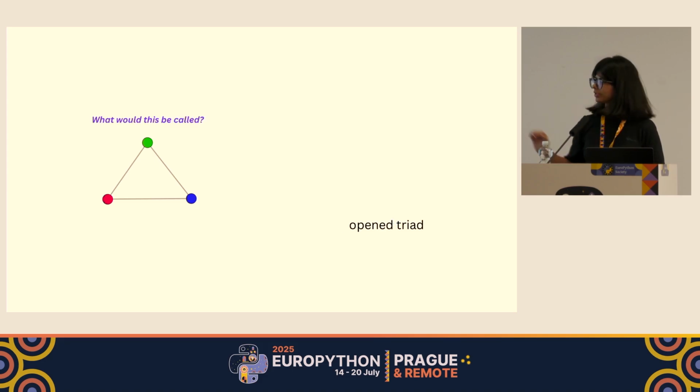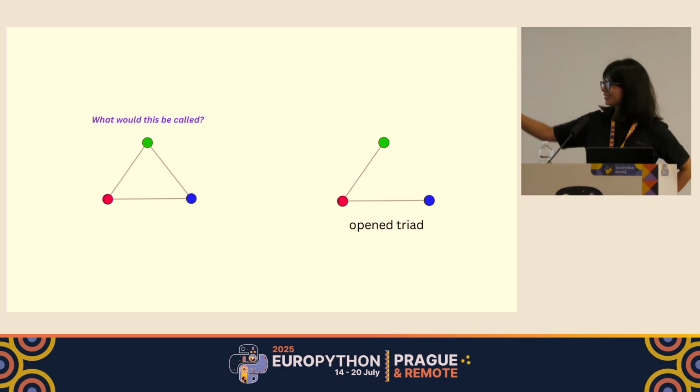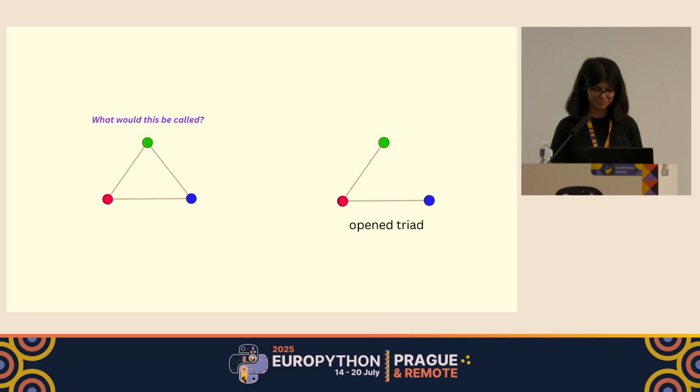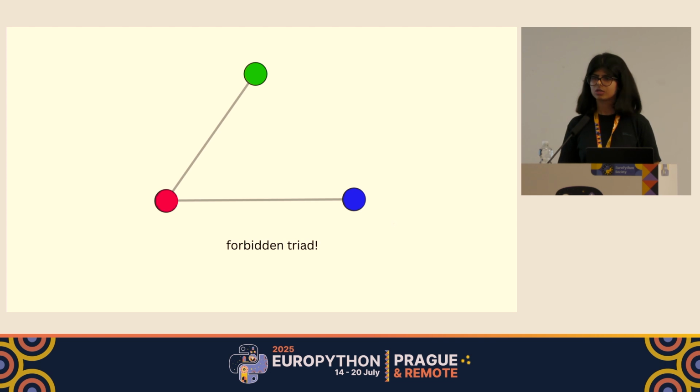But what do you think that kind of structure would be called? Oops. There was supposed to be an answer, but it's a triad, as you might see on the side already. And the structure on the right is an open triad. Now, why am I mentioning this? Because we have another really good name for it, called a forbidden triad. Any guesses why it's called forbidden?